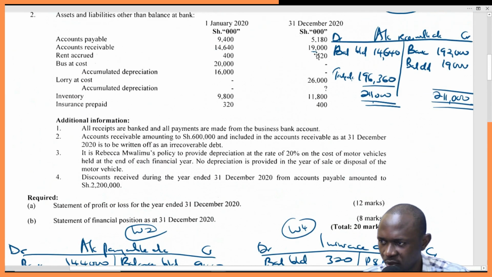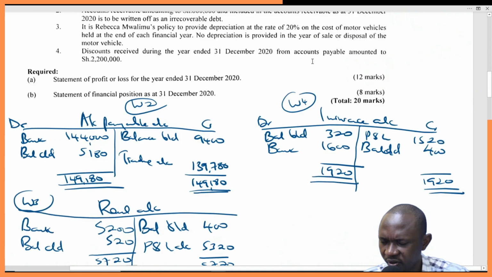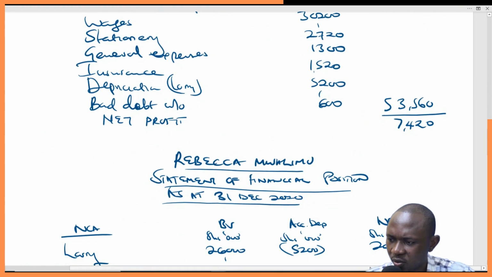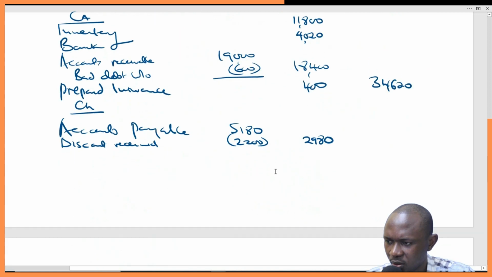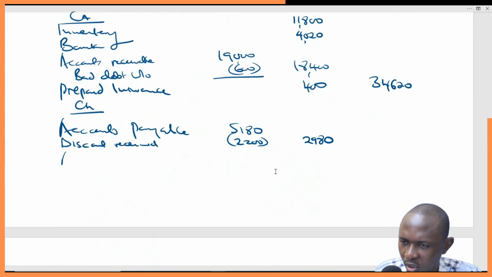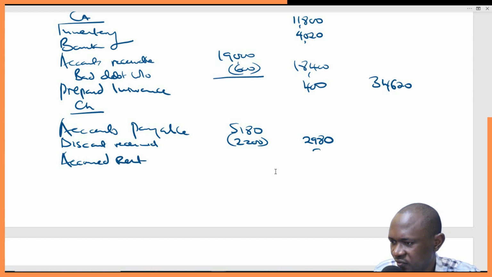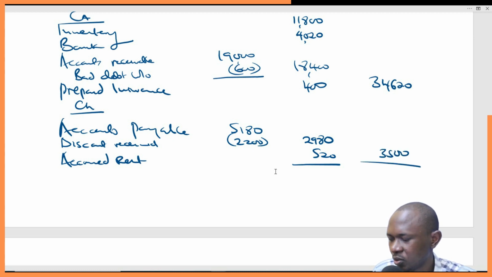Rent accrued, of course, rent accrued 520. What else? Check what else? Nothing more. So accrued rent 520. So we get the total 2980 plus 520. This gives us 3,500. And this is a liability.